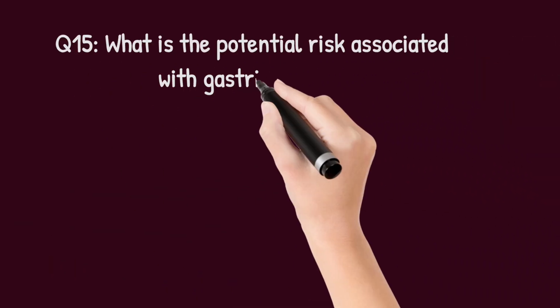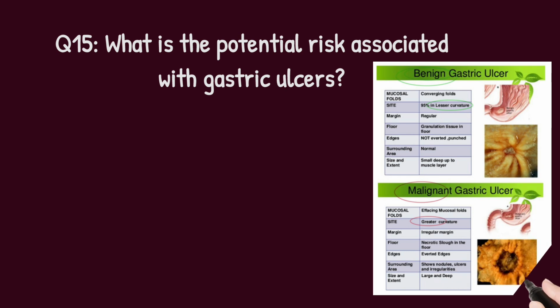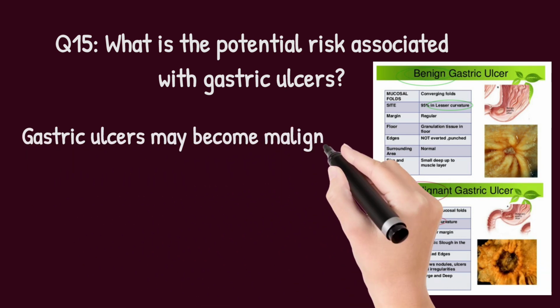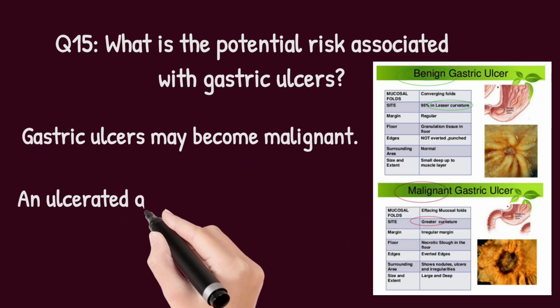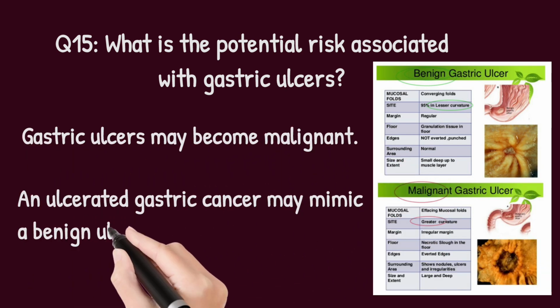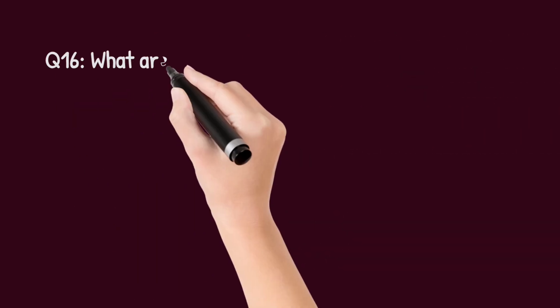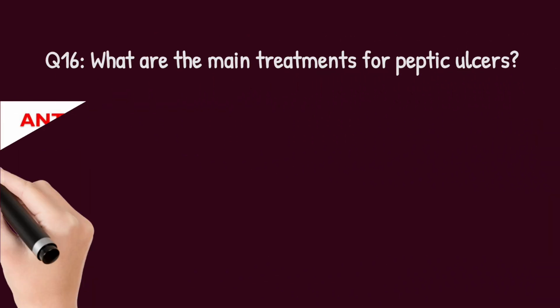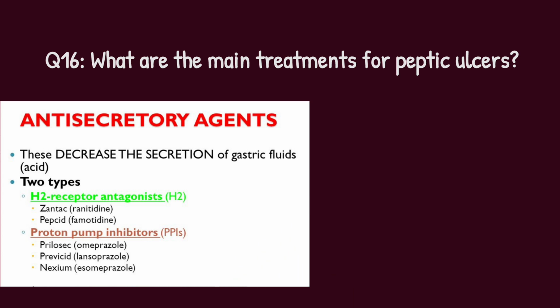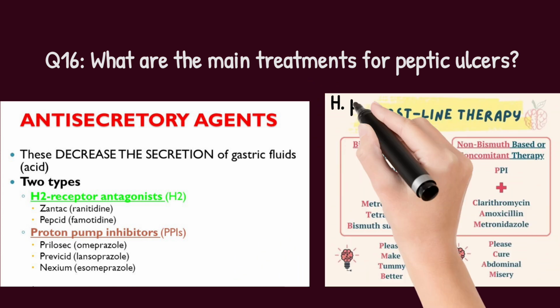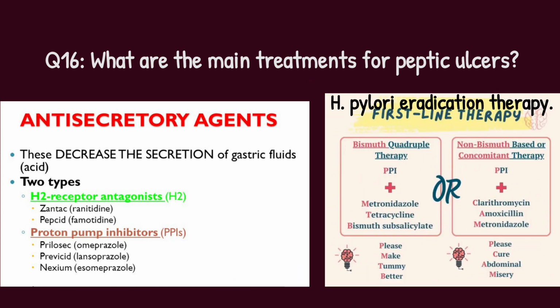What is the potential risk associated with gastric ulcers? Gastric ulcers may become malignant. An ulcerated gastric cancer may mimic a benign ulcer. What are the main treatments for peptic ulcers? Gastric antisecretory agents and Helicobacter pylori eradication therapy.